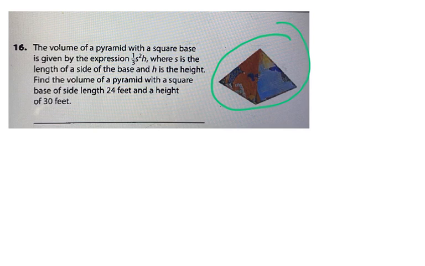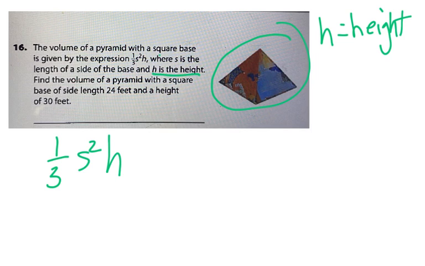So number 16 here says the volume of a pyramid with a square base is given by the expression 1/3 s squared times h, where s is the length of the side of the base and h is the height. Find the volume of the pyramid with a square base of a side length of 24 feet and height of 30 feet. So, first of all, it tells us that our formula is 1/3 s squared times h, okay? And they're telling you that h is the height, so h is equal to height.